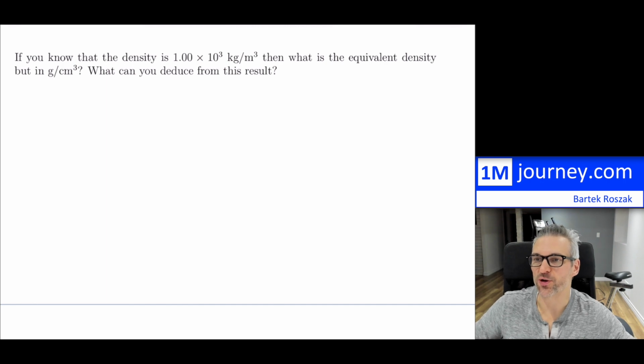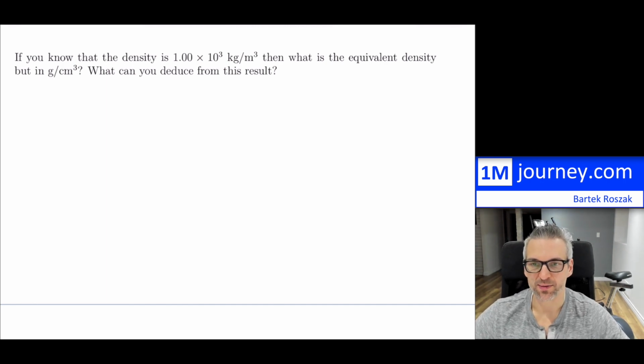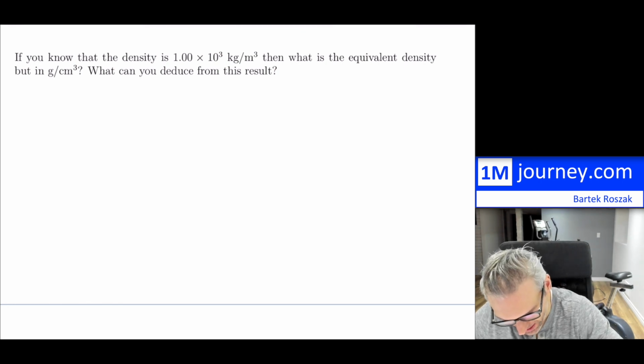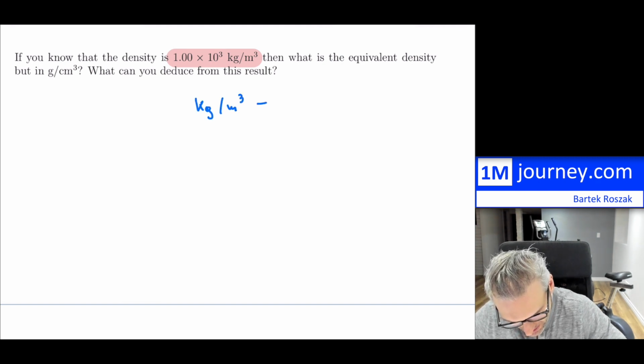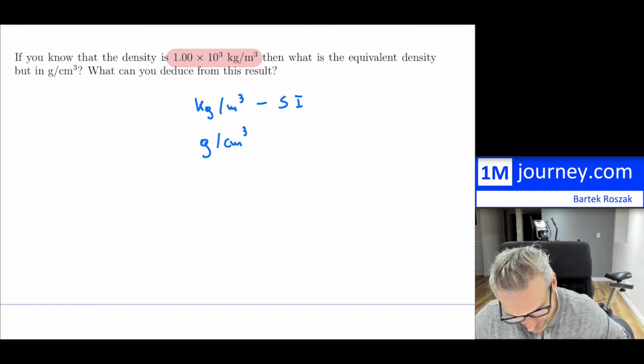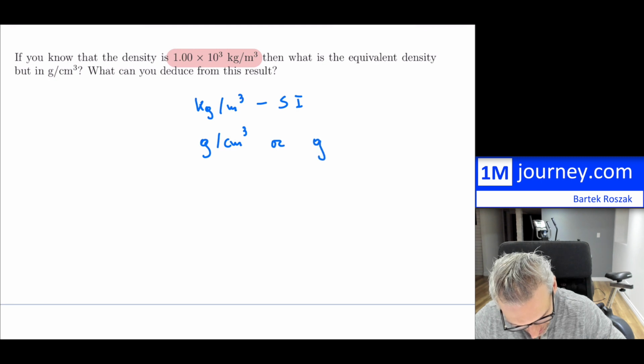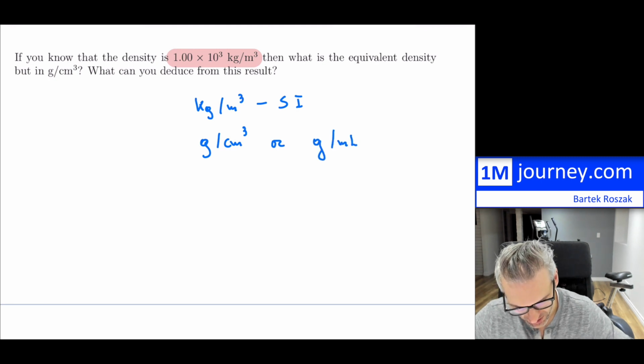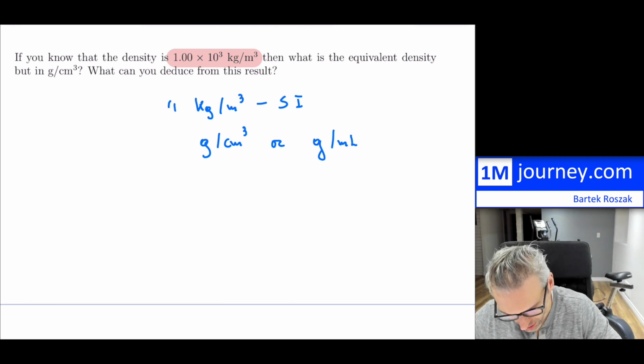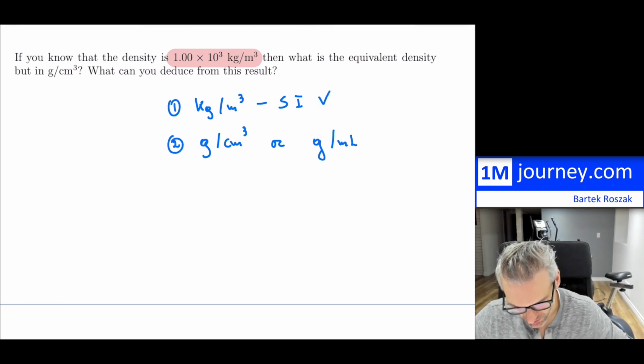In this one, if you know that the density is 1 times 10 to the 3, then what is the equivalent density in grams per centimeter cubed? What can you deduce from this? This is a nice example because it forces you back. Very often you will have densities in kilograms per meter cubed, which is the SI standard. However, it is very common to use grams per centimeter cubed, or sometimes written as grams per milliliter if you're talking about liquids. These two are very common units for density, with the first one being the SI unit.